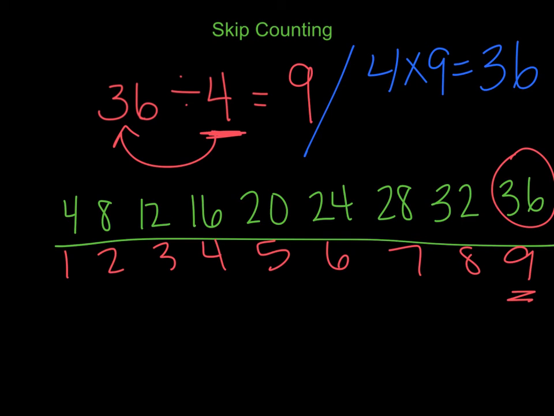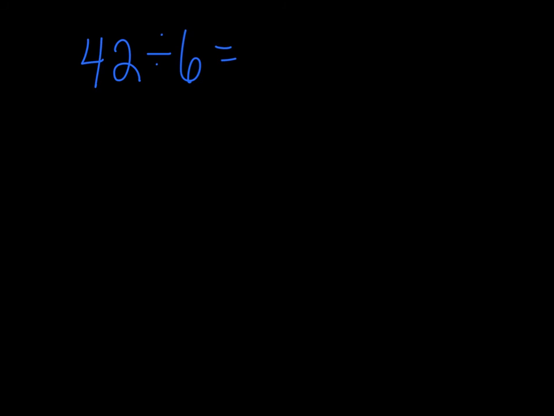Okay, I'm going to give you one to practice on. Okay, this one is a little bit tougher. It's 42 divided by 6. If you've been doing your skip counting homework, though, you can count by 6s. So count by 6s until you get to 42. The number of fingers you have up is the quotient.